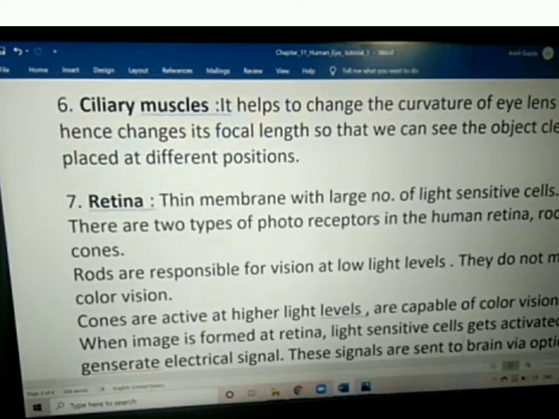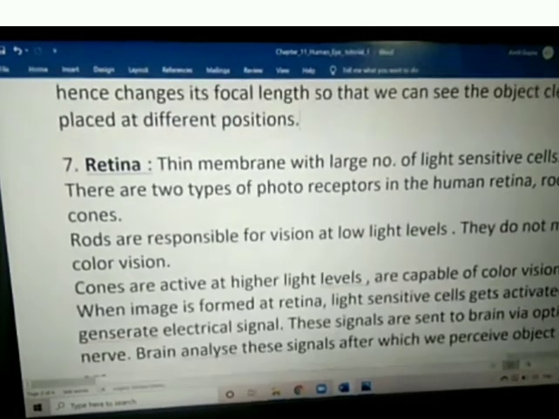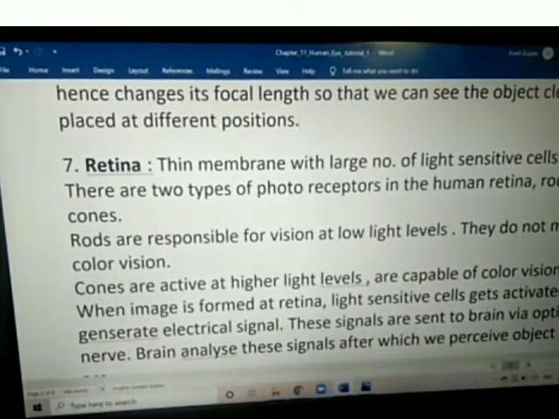Last but not least is the retina, where the formation of the image takes place because light sensitive cells called photoreceptors are present. These photoreceptors are of two types: the rod cells and the cone cells, which together help in the formation of the image. This image formation acts as an electrical signal which is taken by the optic nerve to the brain, and then the brain analyzes the signals, after which we perceive the object as it is.